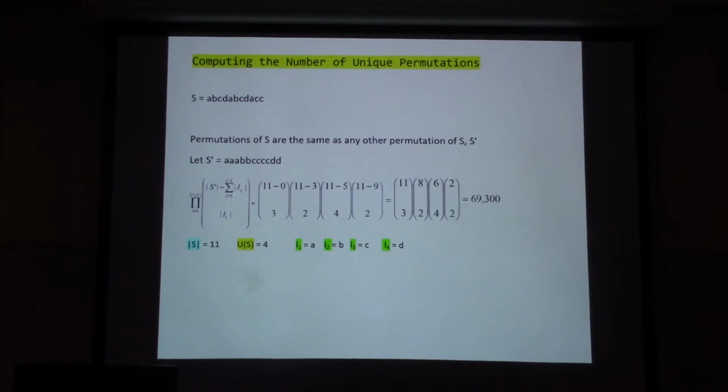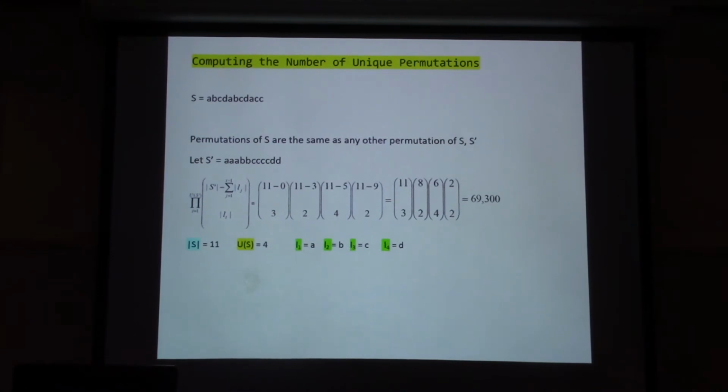Now, once I have that, how many positions do I have left? By the time I get to the B's, I'm going to have 11 minus 3, which is 8, choose 2. By the time I get to the C's, I'm already going to have 5 positions taken out, so it's going to be 11 minus 5, which is 6, choose 4, because there are 4 C's.